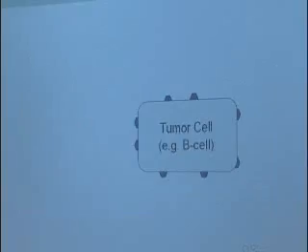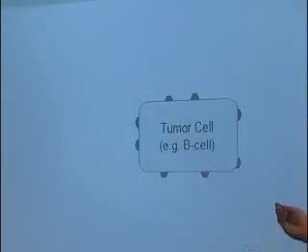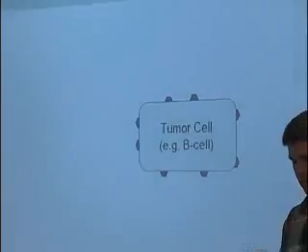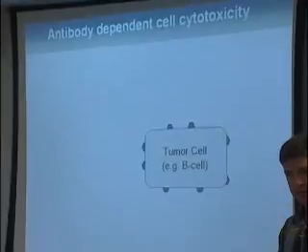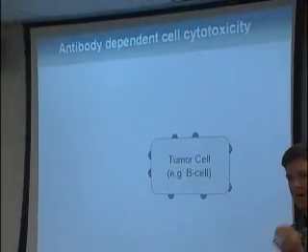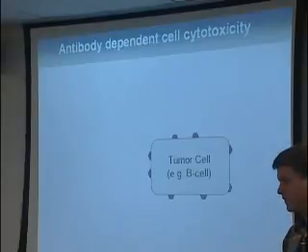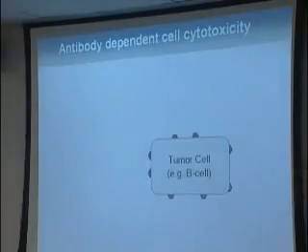Why is that important? Let's talk a little bit about ADCC, and the example that I want to use is Rituxan. This is a molecule that binds to CD20. Now, it is being used at the moment for treating non-Hodgkin's lymphoma. So what happens is you have these tumor cells. In this case, it's a B cell. On the surface of that, there's a CD20 receptor.